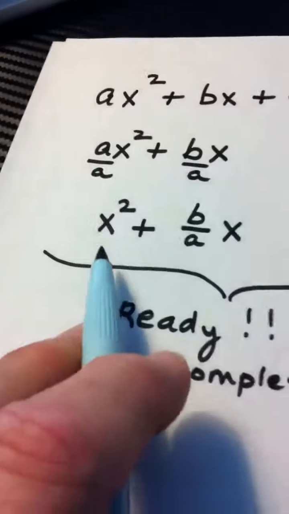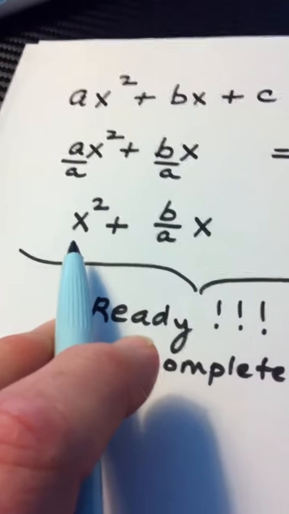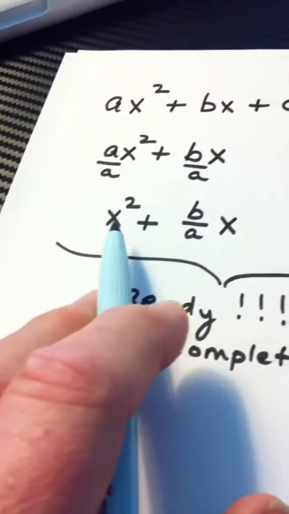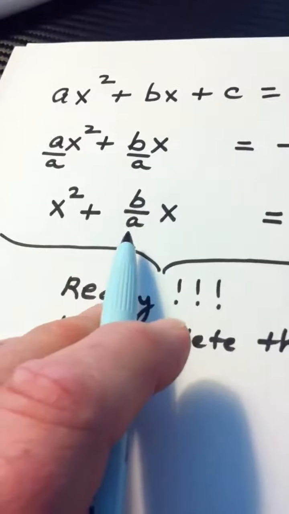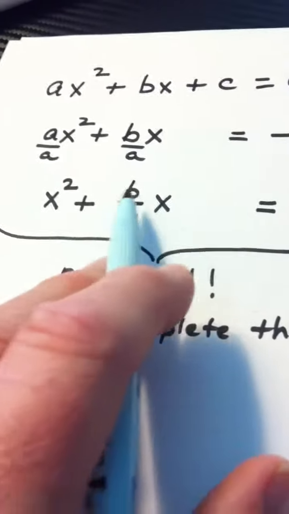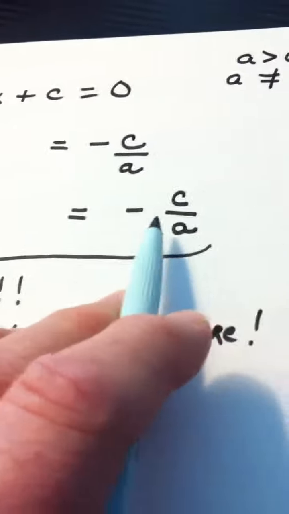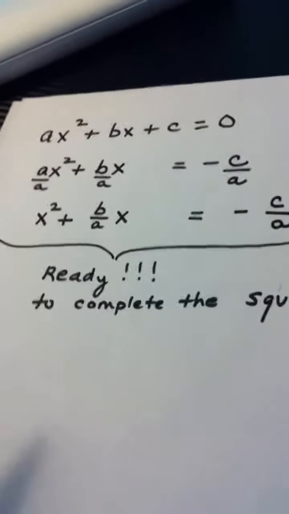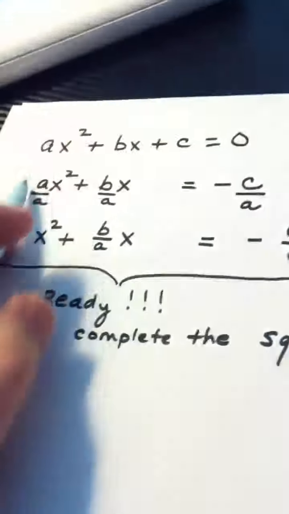Okay, ladies and gentlemen, our last video on how to derive the quadratic formula, where it came from, left off right here: x squared plus b over a x, that's the constant in front of the x, is equal to the opposite of c over a. And now in this video we're ready to continue with the next part of the process. If you haven't watched the first video, watch the first one.